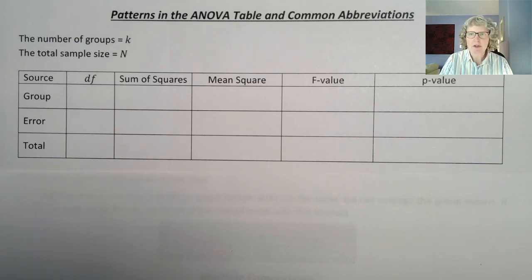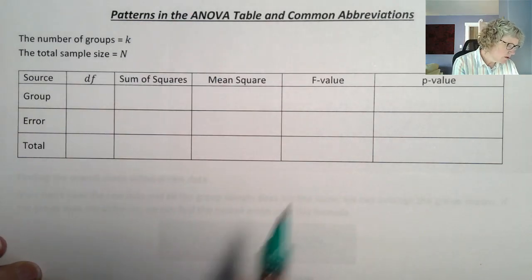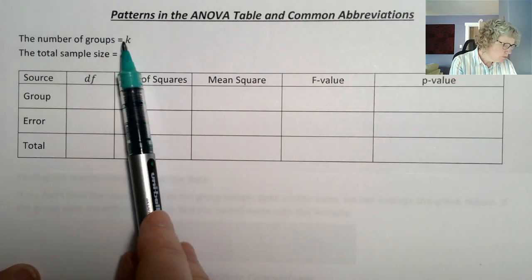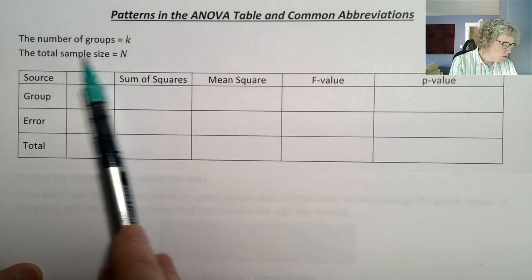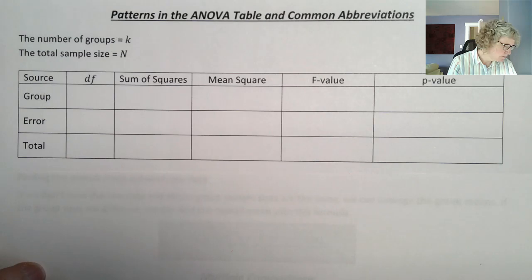One of them is I want to go over the patterns again in the ANOVA table, the patterns and the vocabulary, because it does take a while to get all of these symbols down. So first I want to look at the pattern and the common abbreviation. We have talked about the number of groups is K and the total sample size is capital N. Okay, so we're going to be using those.